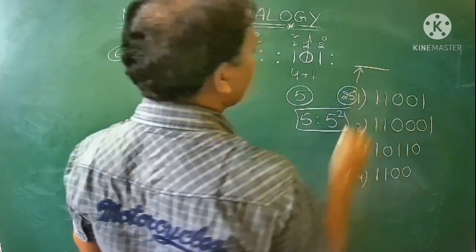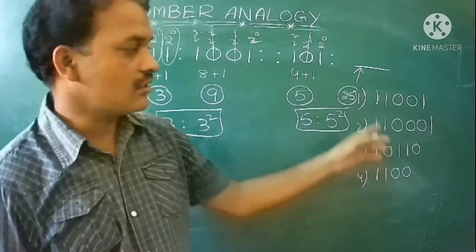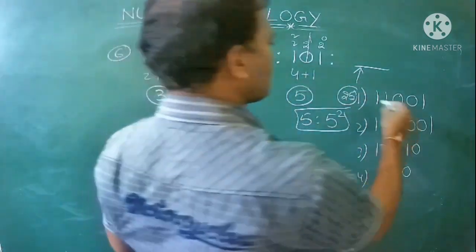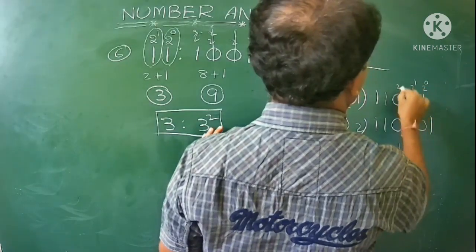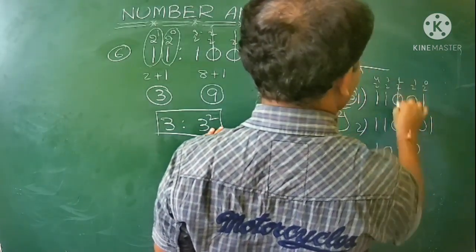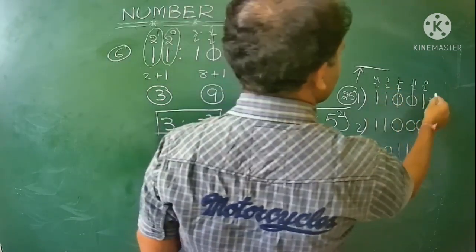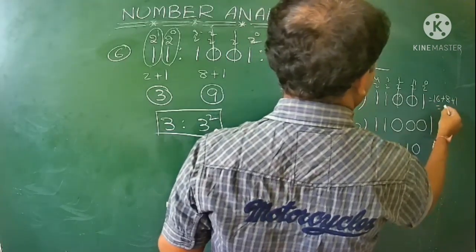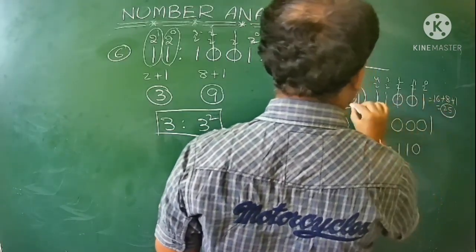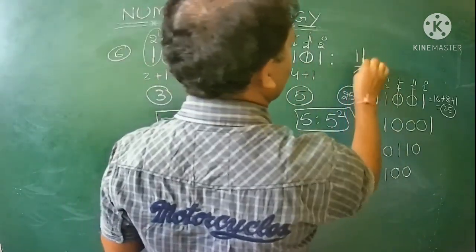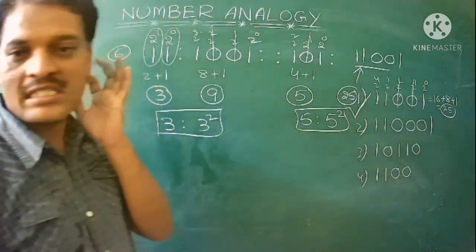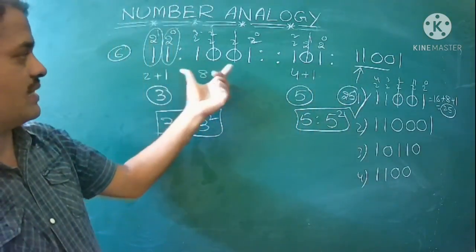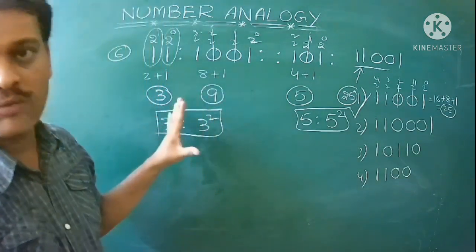See, if I want 25, which option is suitable? So first you need to check each option. First of all, option 1: apply 2 power of 0, 2 power of 1, 2 square, 2 cube, 2 power of 4. So these zeros will cancel. 2 power of 4 is 16, plus 2 cube is 8, plus 2 power of 0 is 1. So how much will we get? We will get 25, so option 1 is correct. So 1 1 0 0 1. This model is a binary type of analogy. Okay. So number analogy, that is the binary system. Clear everybody? I hope everybody understood this.